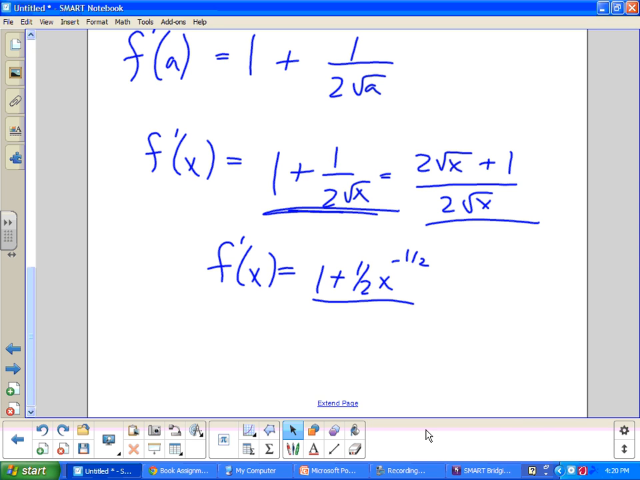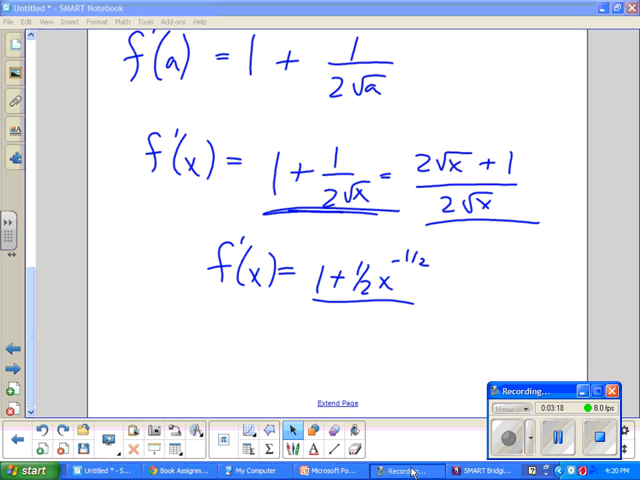So this is how you do the definition of the derivative. Again, once you know the rules, it's much easier to do this. Again, keep practicing.